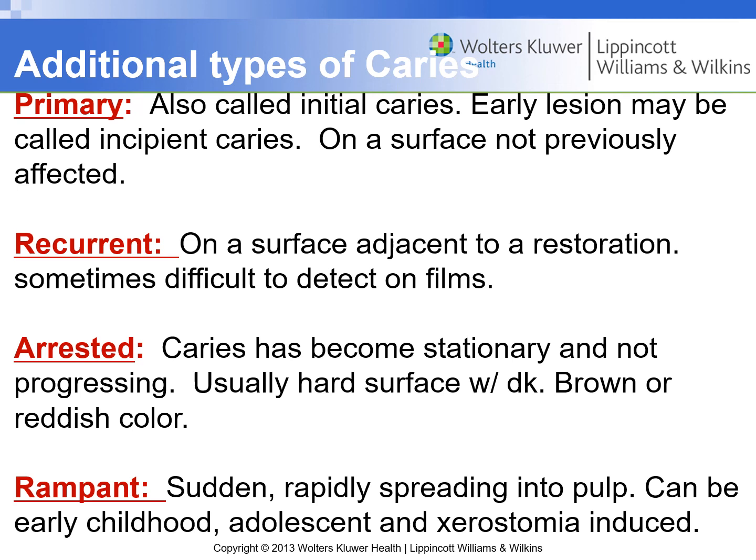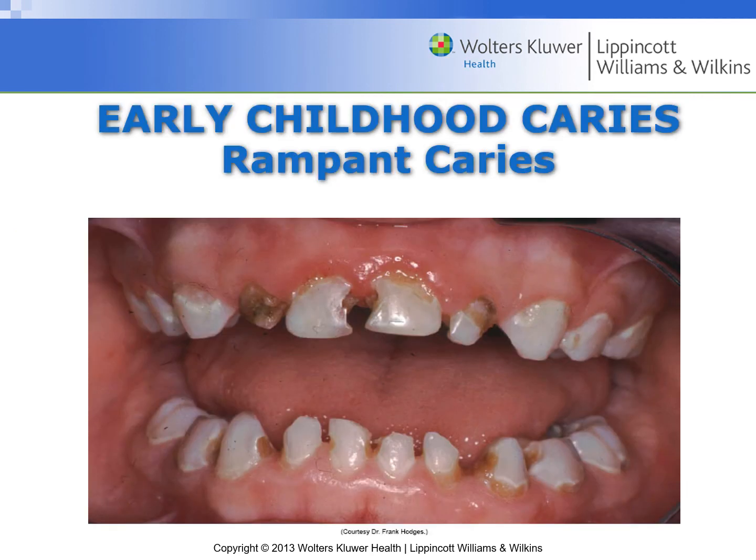Rampant is sudden, rapid caries that rapidly spreads into the pulp. It usually is associated with children, but it could be adolescents or when someone has dry mouth. They have xerostomia, a lack of saliva. This would be early childhood rampant caries.